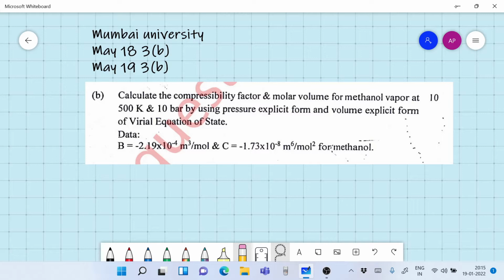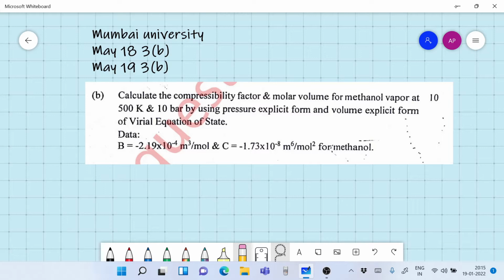Today we look into a problem which has come in Mumbai University Chemical Engineering Thermodynamics 1 paper. It has come twice, once in May 18 and the second time in May 19. Well, the problem is on your screen. Calculate the compressibility factor and molar volume for methanol vapor at 500 Kelvin and 10 bar by using pressure explicit form and volume explicit form of virial equation of state.